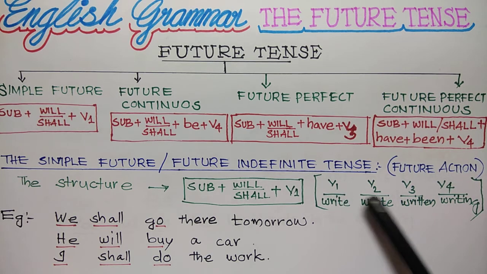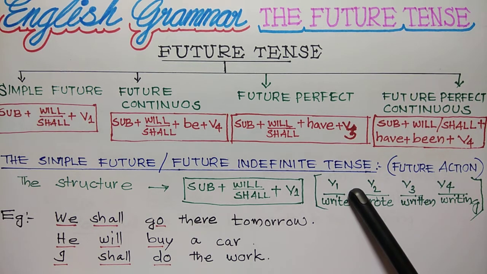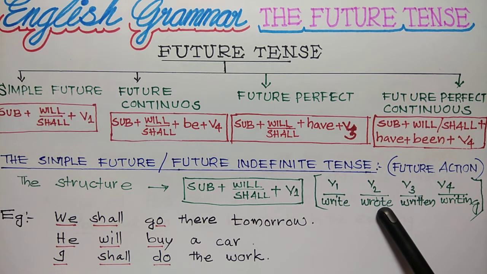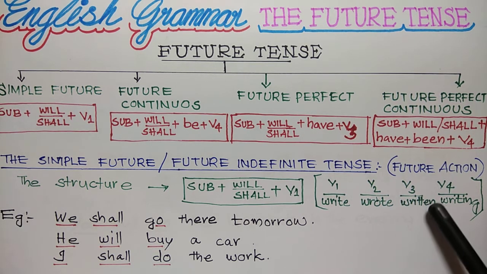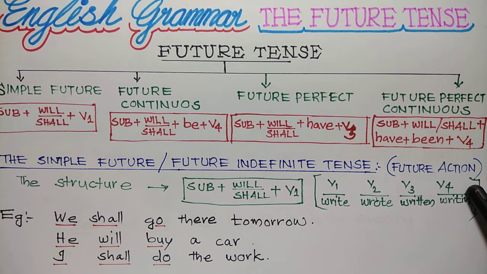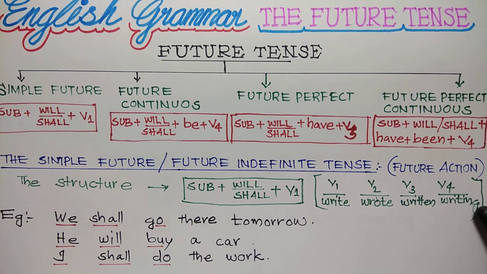See, V1, V2, V3, V4. V1 is the root form of the verb. For the verb write, it is write only. That is the root form. V2 form of write is wrote. That is the past form of write, wrote. The V3 form, that is the past participle form of write, is written. And V4, that's the ing form of write, is writing.